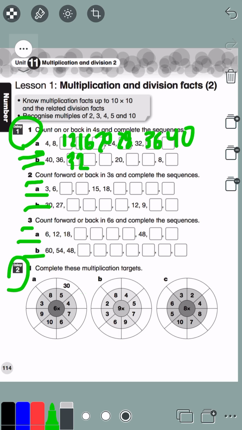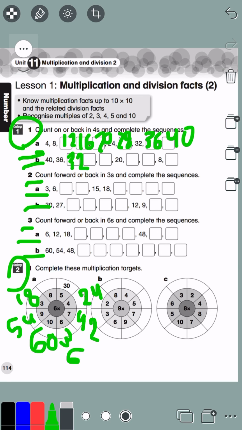In challenge 2, complete these multiplication targets. 6 times 5 equals 30. 6 times 4 equals what? 24. 6 times 7 equals 42. 6 times 6 equals 36. 6 times 10 equals 60. 6 times 9 equals 54. 6 times 3 equals 18. 6 times 8 equals 48. 6 times 5 equals 30. So all you're going to do is multiply the number in the center with any number above it.